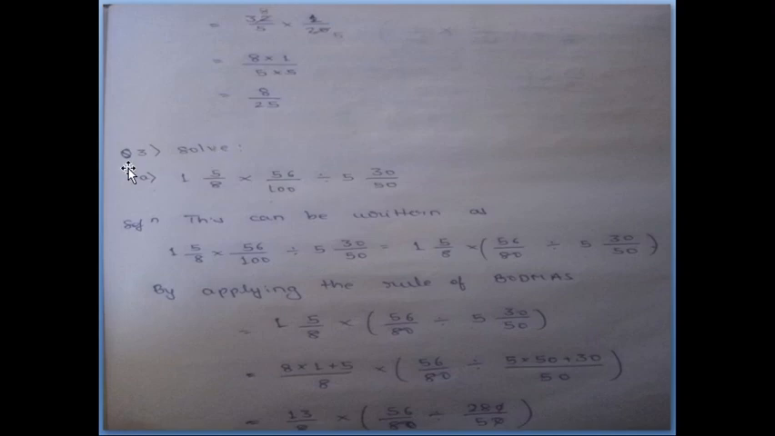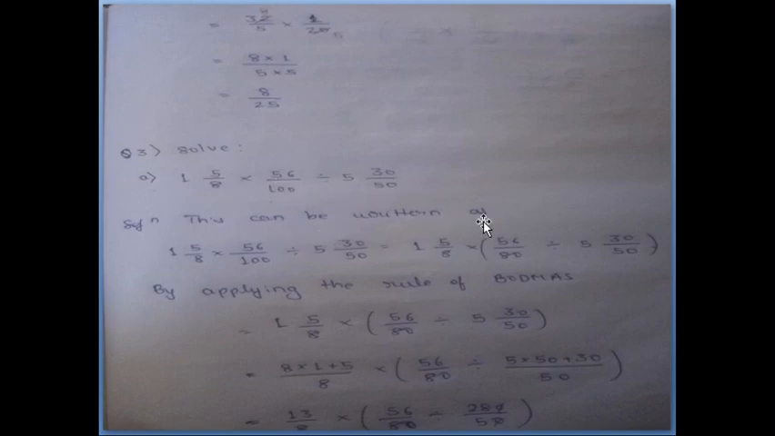Then question number 3. So in question number 3 it is given, solve 1 5 by 8 into 56 by 100 divided by 530 by 50. So here we have to perform the multiplication and division both, and I have told you already, when multiplication and division are given, then we have to apply the BODMAS rule, and according to the BODMAS rule, first we will perform the division and then multiplication.